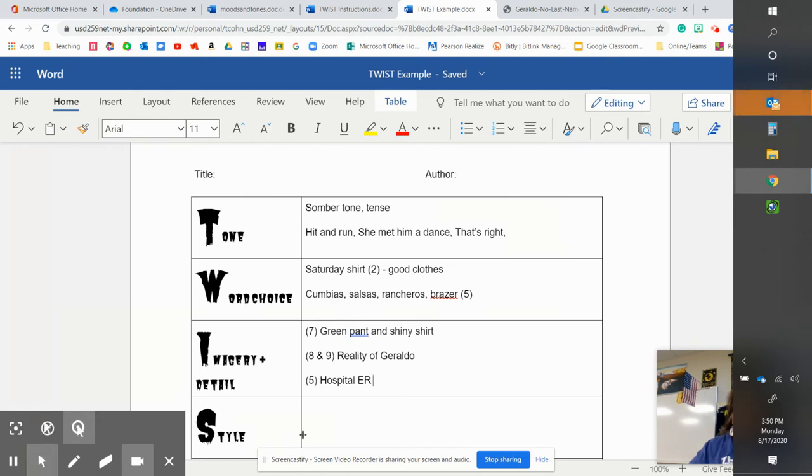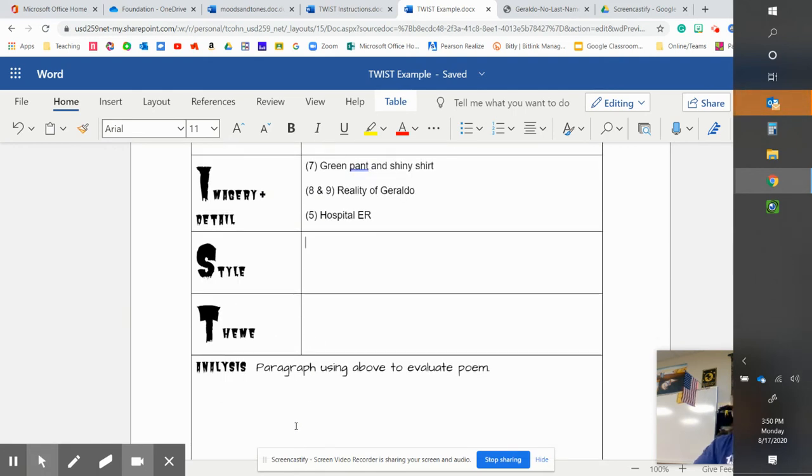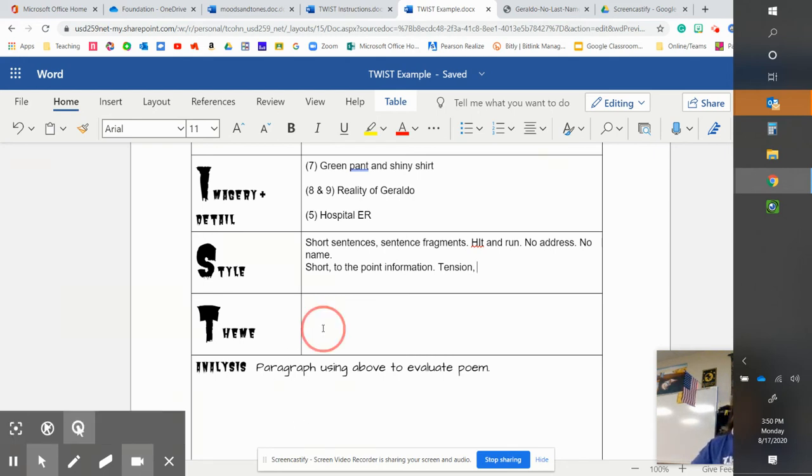So in looking at Cisneros' use of words and imagery, she uses short sentences, even sentence fragments. Some examples of that are hit and run, no address, no name. It's short and to the point information. It breeds tension. And it also resembles the way teens speak. Very short, very to the point, very staccato. You guys don't use a lot of flowery language. The theme could be the reality of an immigrant experience in the US.